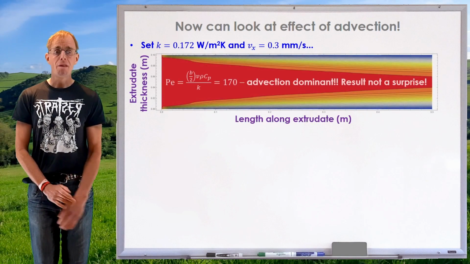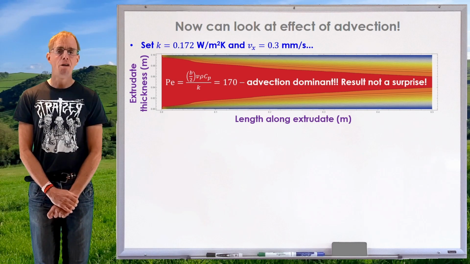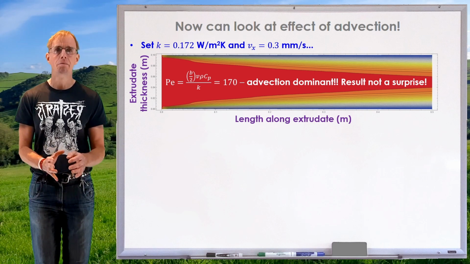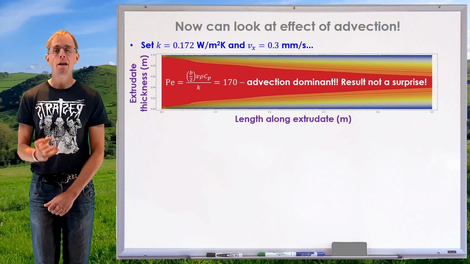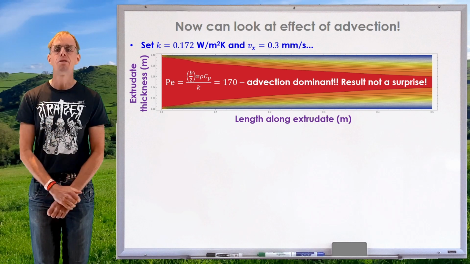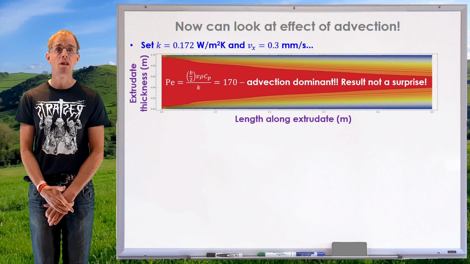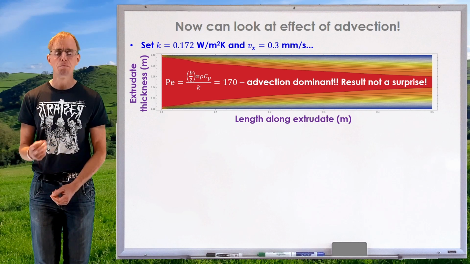Well, there we have on the board the contour plot of temperature. Our very cold extrudate has now become a very hot extrudate, almost uniformly along its length, even at this tiny speed. Can we justify this? Well, what's the Peclet number? If we work out the Peclet number for this very, very small advective heat transfer, we find it's 170. It's a lot greater than 1. So it is an advection dominant problem.